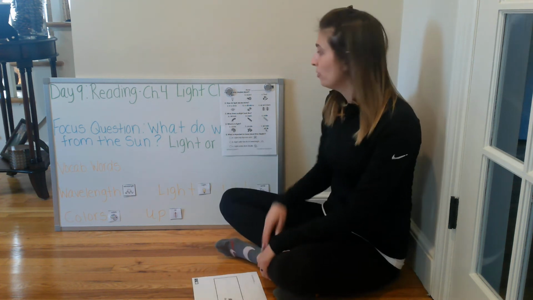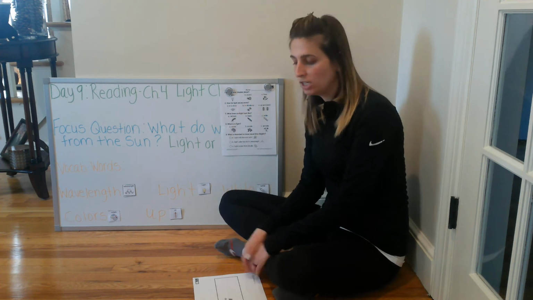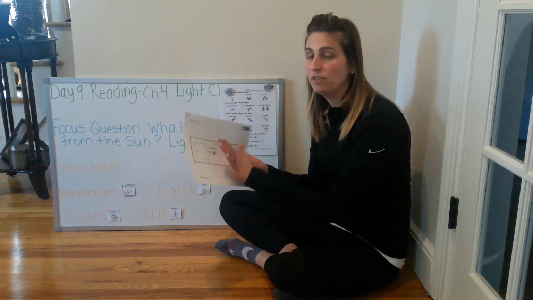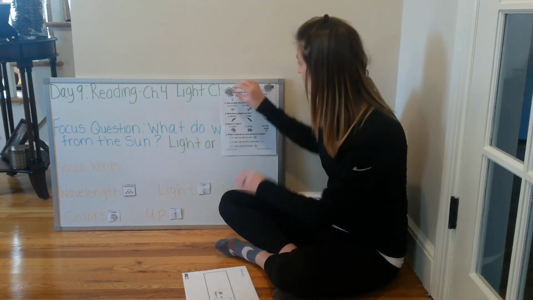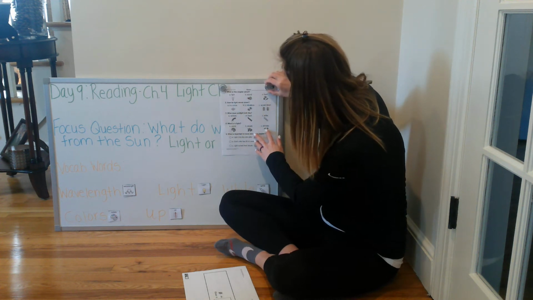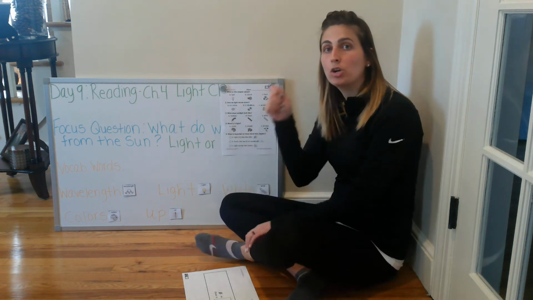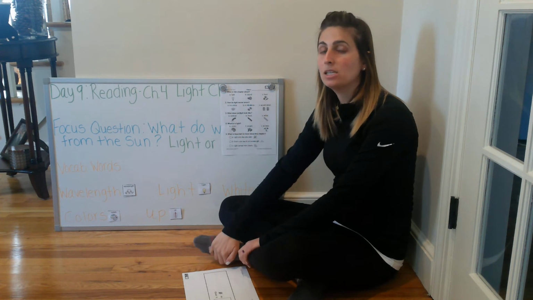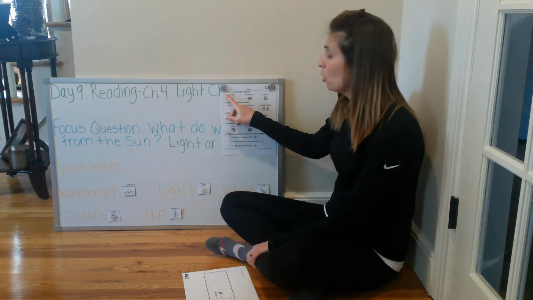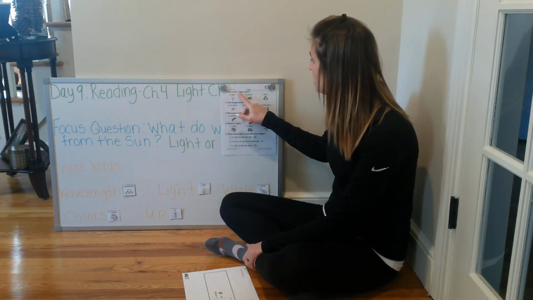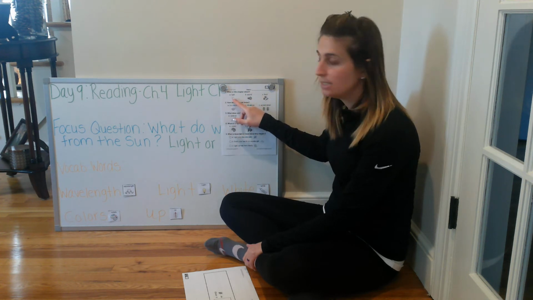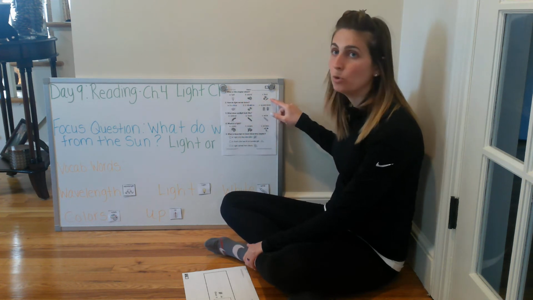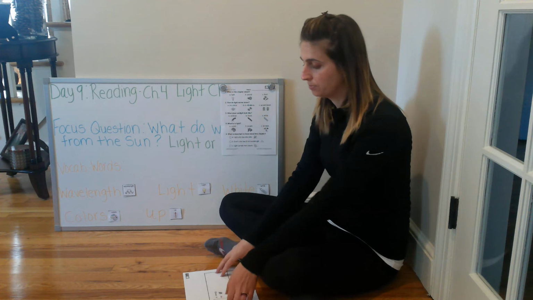I'm going to start reading the multiple choice questions first, and then I will move on to the fill in the blank question. So question number 1 on the multiple choice. Remember, you're going to circle your answer that best completes the sentence. Question number 1. What is this chapter about? Light, sound, or food? Circling your answer.